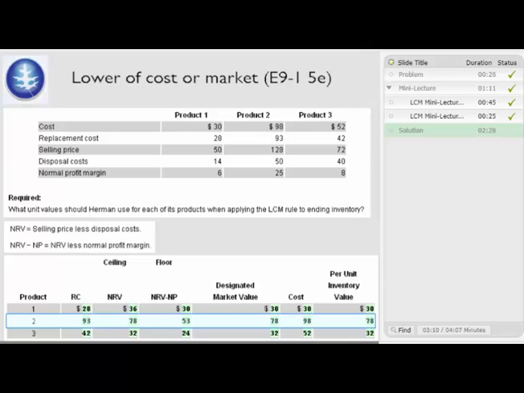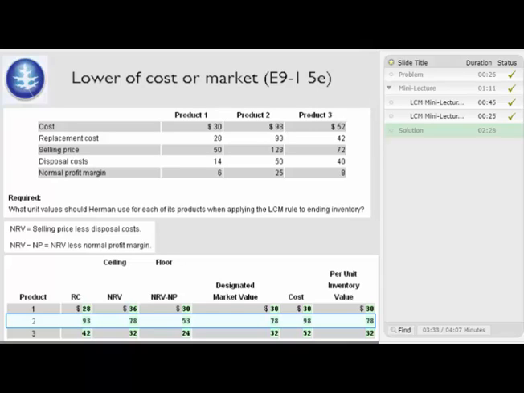Moving to product 2, we calculate net realizable value of $78 by subtracting $50 of disposal costs from product 2's $128 selling price. Net realizable value less a normal profit margin comes out to be $53, which becomes the floor value. Since the ceiling value of $78 is lower than the $93 replacement cost, the $78 net realizable value is used as the designated market value.